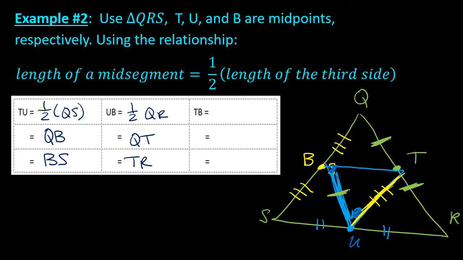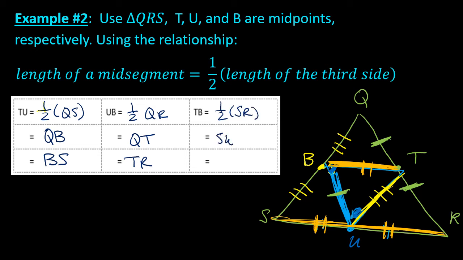And last but not least, we have side TB. If I look at side TB, I'm looking at this side here, which is parallel to this third side here. It also means that if you use the midpoint, we have congruent segments here, here, and here. So TB is going to be equal to half of SR, and that means that SU is going to be equal to that, and UR is also going to be equal to that. Okay, perfect.